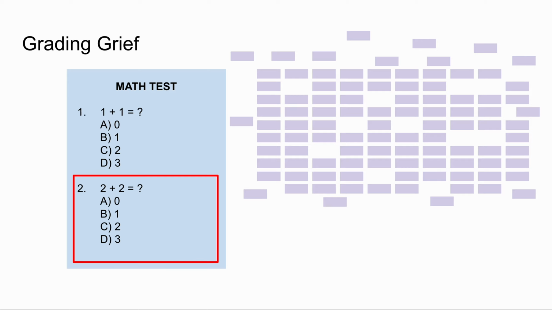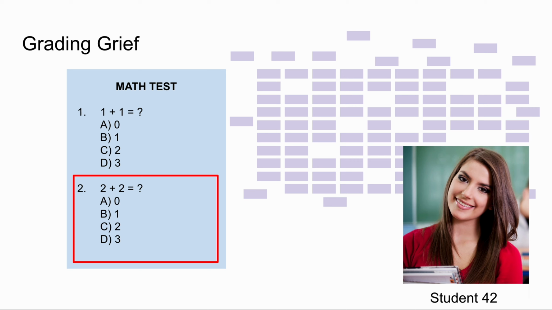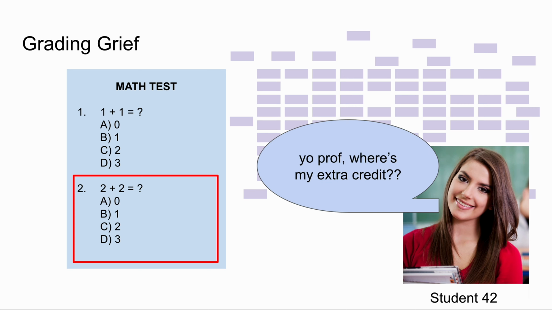While Ida is in her office trying to sort out this predicament, suddenly, one of her students, Student 42, shows up and is like, "Yo, prof, where's my extra credit?" Oh no. Ida totally forgot to give Student 42 their 5 extra credit points when she first entered their score.